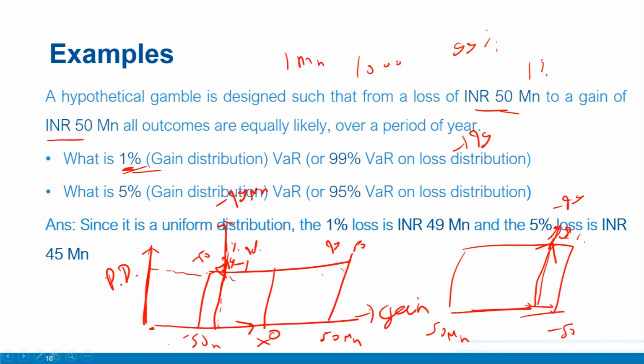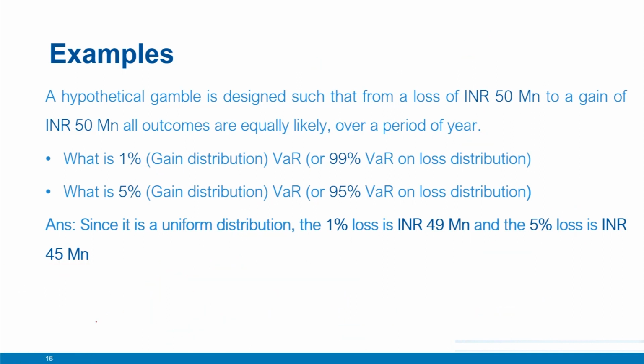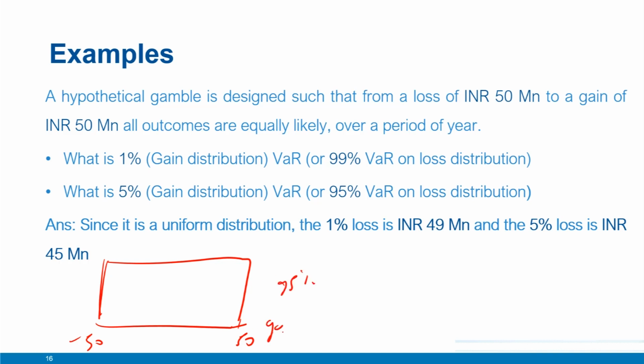Similarly, if we are looking at 95% confidence, then let's start with the gain function. This is minus 50, this is plus 50, and we are looking at 95% confidence. That means on the gain distribution we are looking at a 5% cutoff, which is 100 minus 95, which is this 5% cutoff. Now it's easy to know that this will be 5 intervals of 1 million rupees each, which will end up at what point? 45 million. So this would be the 45 million loss point, or minus 45 million.